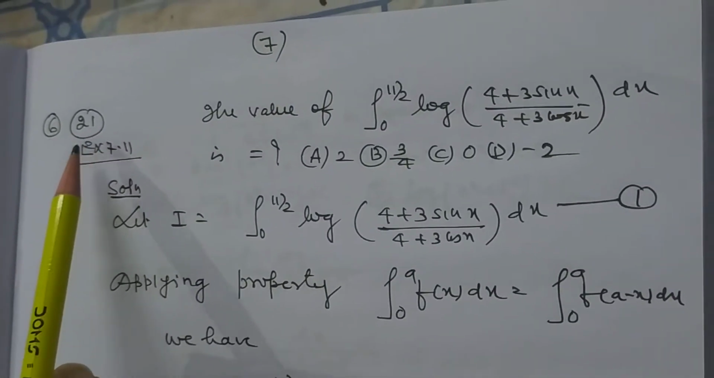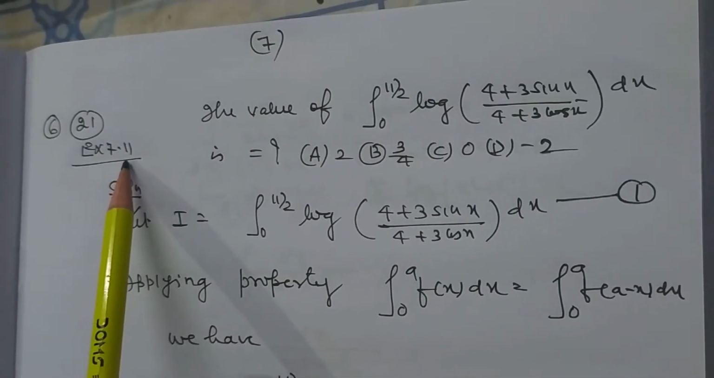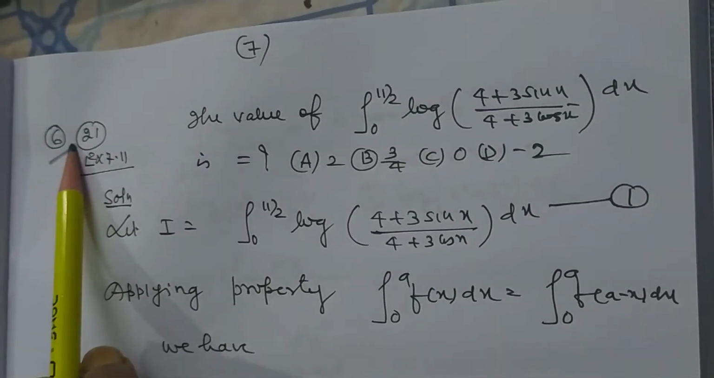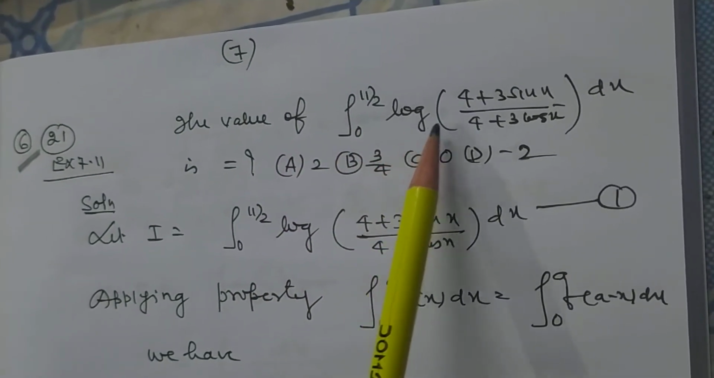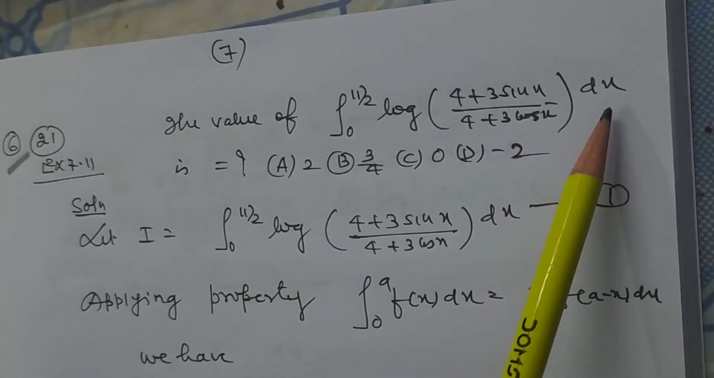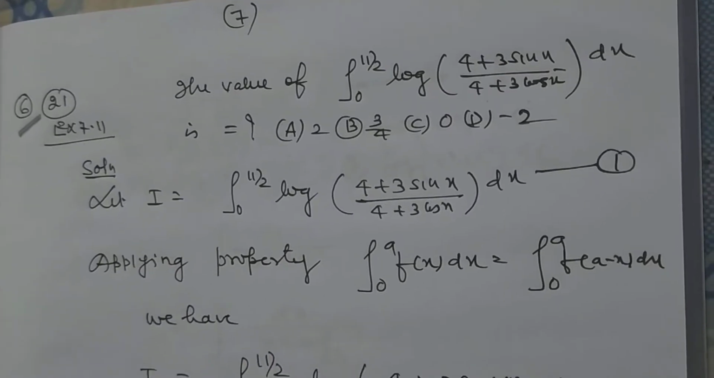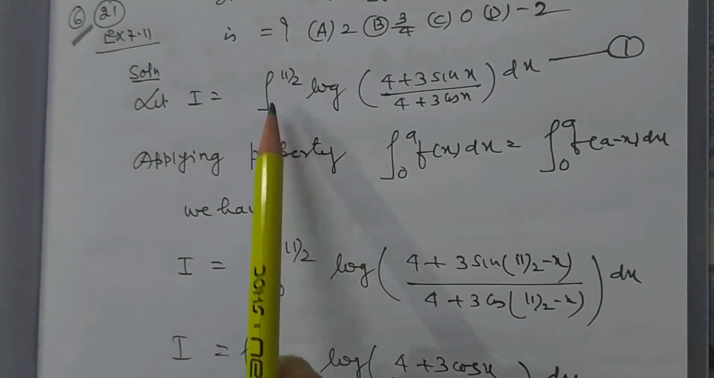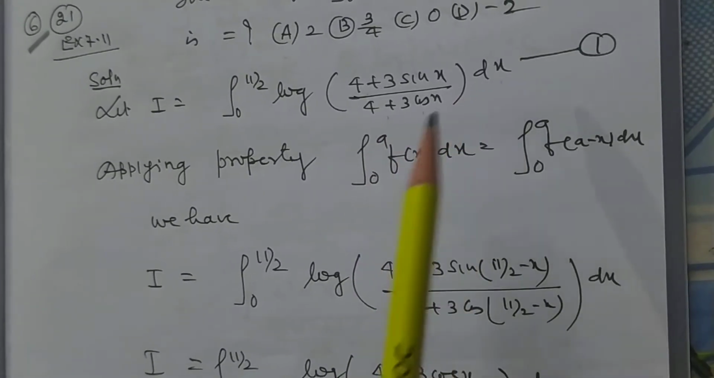Now I want to discuss problem number 20 of exercise 7.11 and problem number 6 of this study material. The value of the integral from 0 to pi by 2 of log of (4 plus 3 sin x) divided by (4 plus 3 cos x) dx. Here there are 4 options. So now we have also discussed its problem.